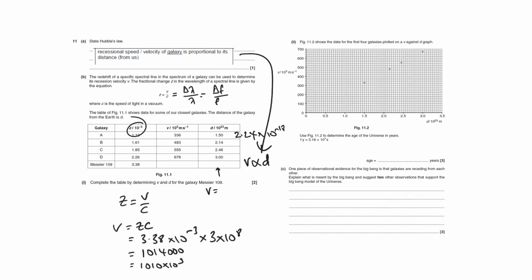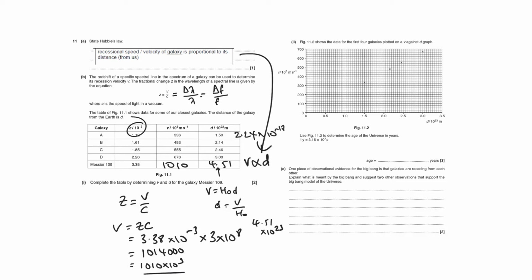So v equals H0 d, or d equals v over H0. My value for v I've already got, so 1010 times 10 to the 3 divided by my answer to the previous part. So the value for d is 4.51 times 10 to the 23. So 4.51 and 1010.